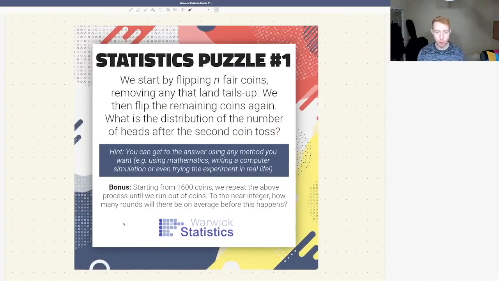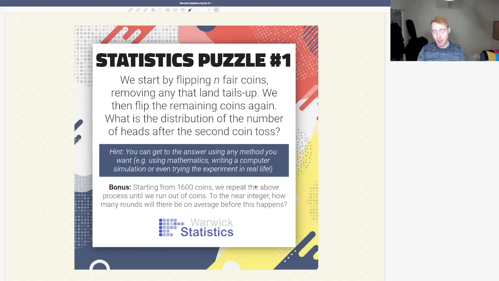So we'll now have a quick run through of the bonus problem. In this, we start with 1,600 coins, and we repeat the process above. We keep doing it until we run out of coins. And we want to know, to the nearest integer, how many rounds we expect to have to do before we run out of coins.